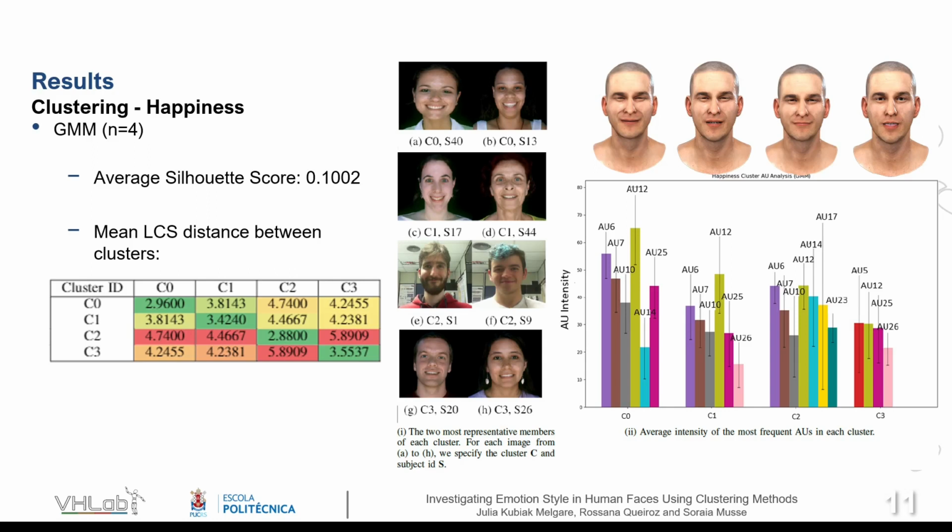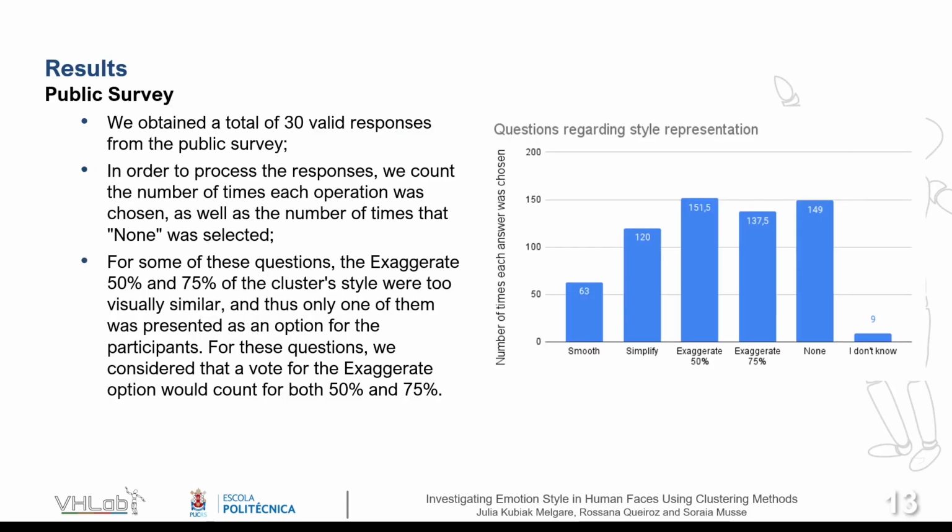Our validation of the clusterings also indicates that the results make sense, but are clearly affected by the intersection between emotions. Regarding our public survey, looking at the graph on the right, we can see that the exaggerate 50% method got the most votes, while smooth was the least chosen. This could indicate that only using the mean action unit intensity is not enough to successfully represent an emotion style, but when we exaggerate these values, the similarity between the 3D model and the cluster subject can become more evident.